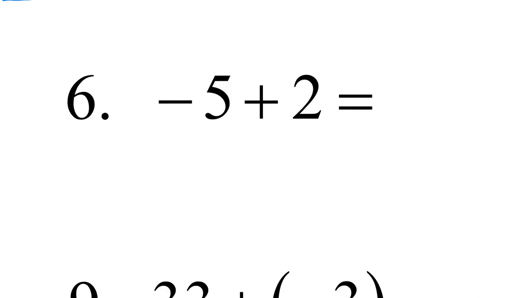Number 6 has a -5 plus 2. So first of all, let's understand the problem here. You have a sign on the left side of the 5, a -5, and the 2 has a plus on the left side. So that's a +2. So let's go ahead and put the boxes.